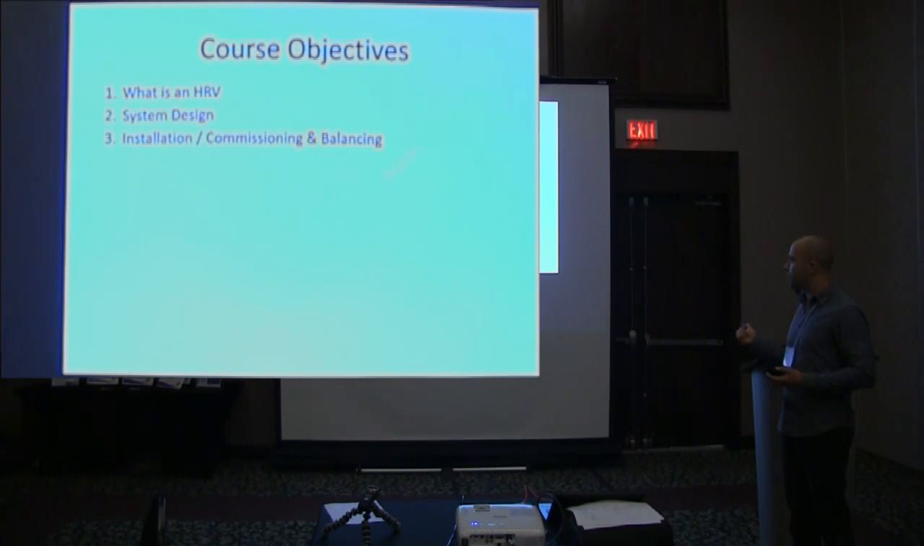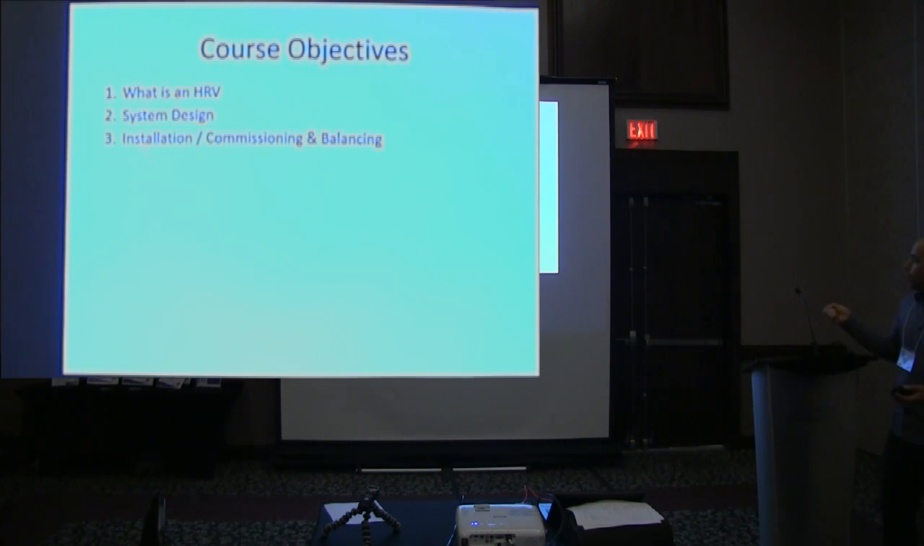Basically, we say there's three main objectives to this course. First of all, what is an HRV? What is this appliance? All the functionality of it we go through. We talk about how to design a system. We want people when they leave the course to be able to say, all right, you're contracted, go into this house, design a heating system, install it top to bottom. You know what you're doing? And the goal is to have people say yes when they leave this course. And then obviously installation, commissioning, and balancing is a big part of it as well.